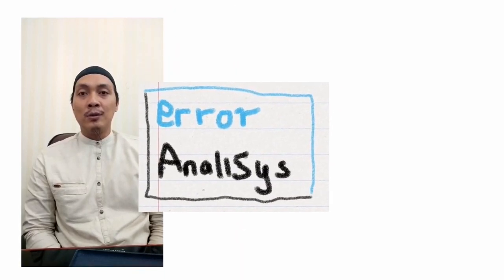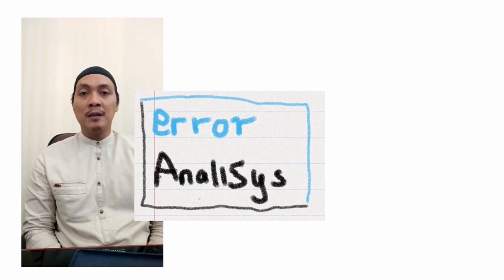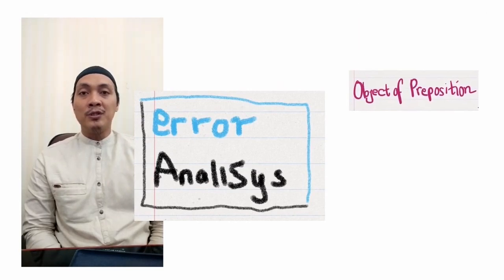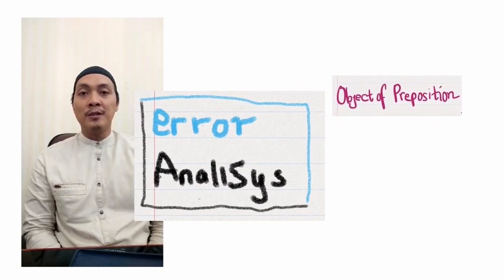Now we are going to discuss the topic sentence with one clause. After this discussion, you are expected to be able to do an error analysis to sentences with one clause in which the following structures are used. Number 1, object of preposition. Number 2, appositives. And number 3, participles.